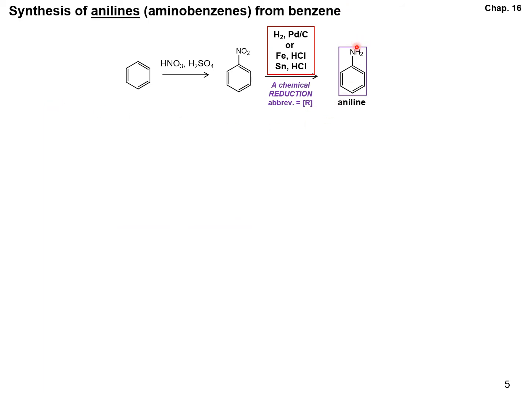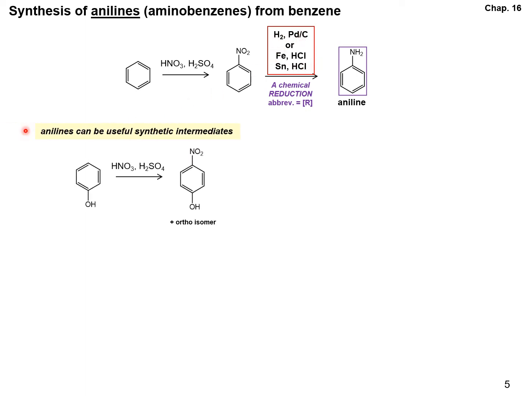Aniline or aminobenzene is a useful synthetic intermediate. You can easily synthesize it in two steps by electrophilic aromatic nitration of benzene followed by reduction of the nitro group to the amino group, and that can be done via treatment with different reagents, three of which are shown here. One example of aniline being used as a synthetic intermediate is in the following synthesis.